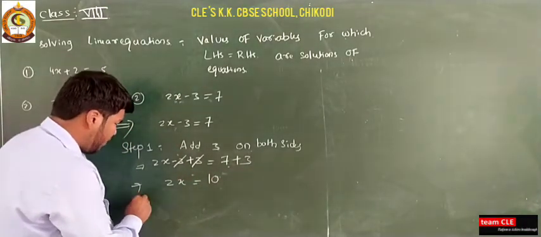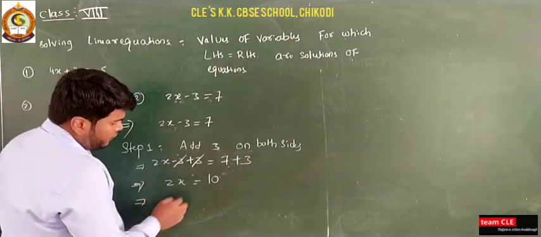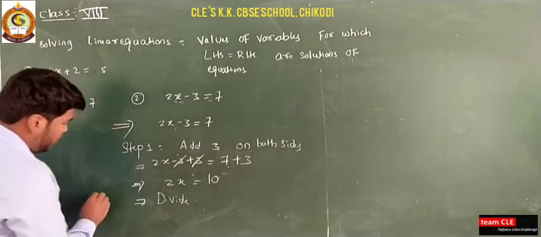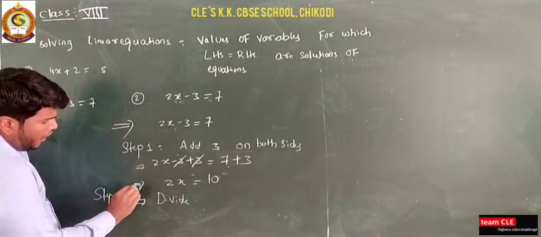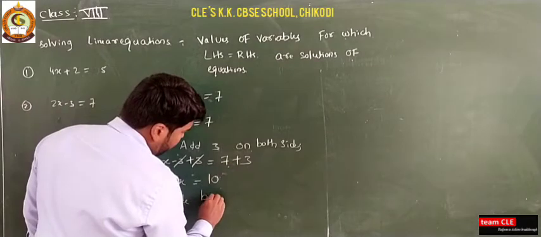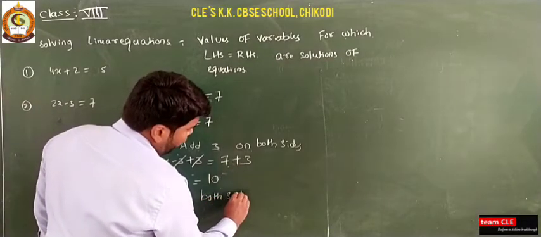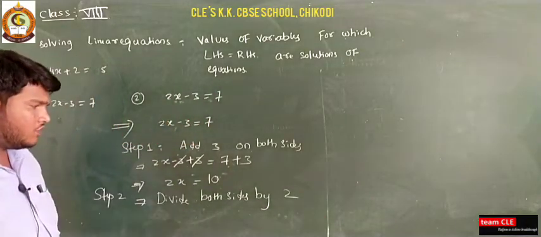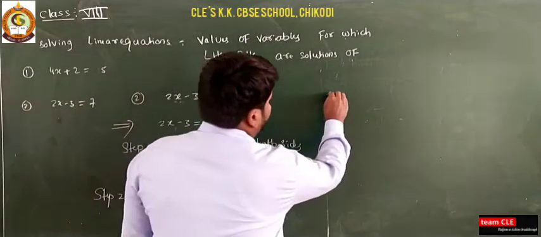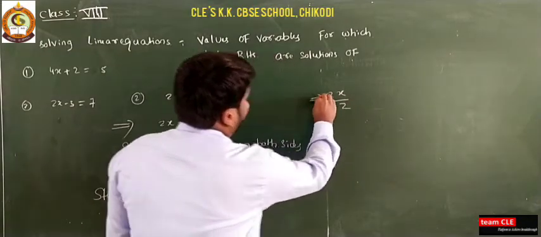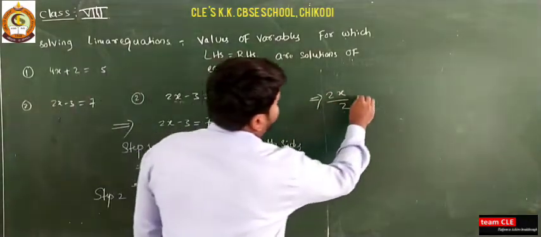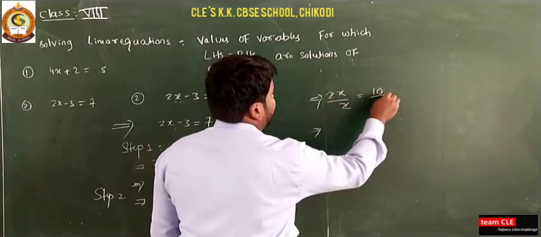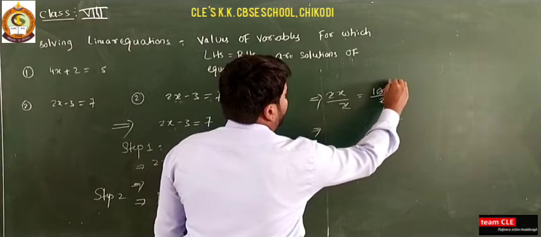Next, what I am getting is 2x. Step 2, I divide both sides by 2. So you will get 2x by 2 is equal to 10 divided by 2. The 2 gets cancelled, 2 ones are 2, 2 fives are 10. So you will get x.